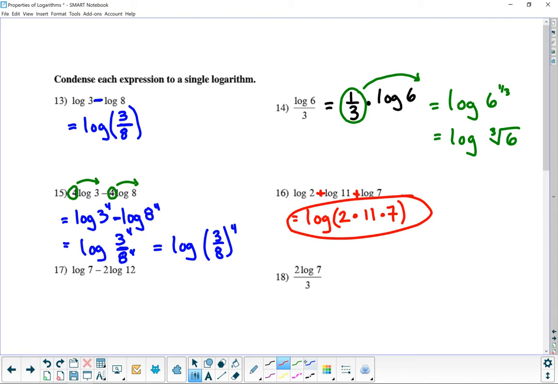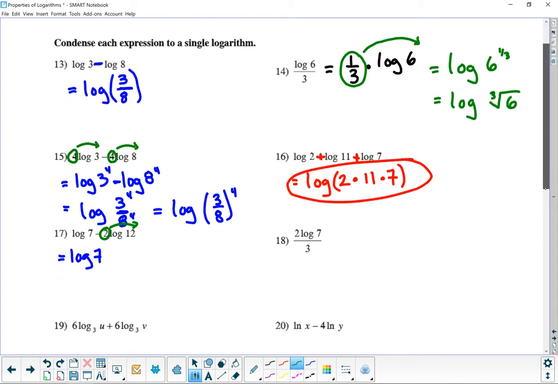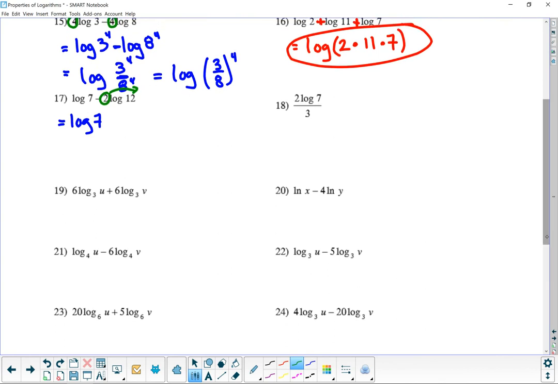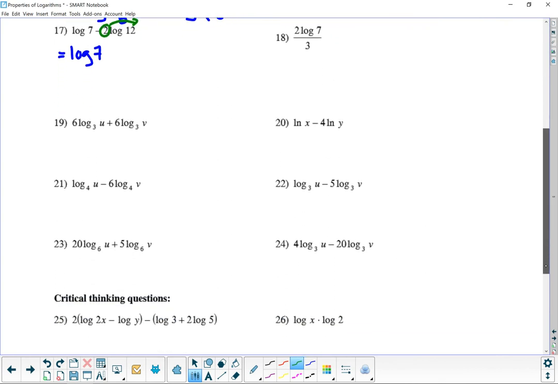Okay, this one right here, we have log 7, and then I'm going to go ahead and utilize the power rule. Bring this back. Oops, this one, sorry.